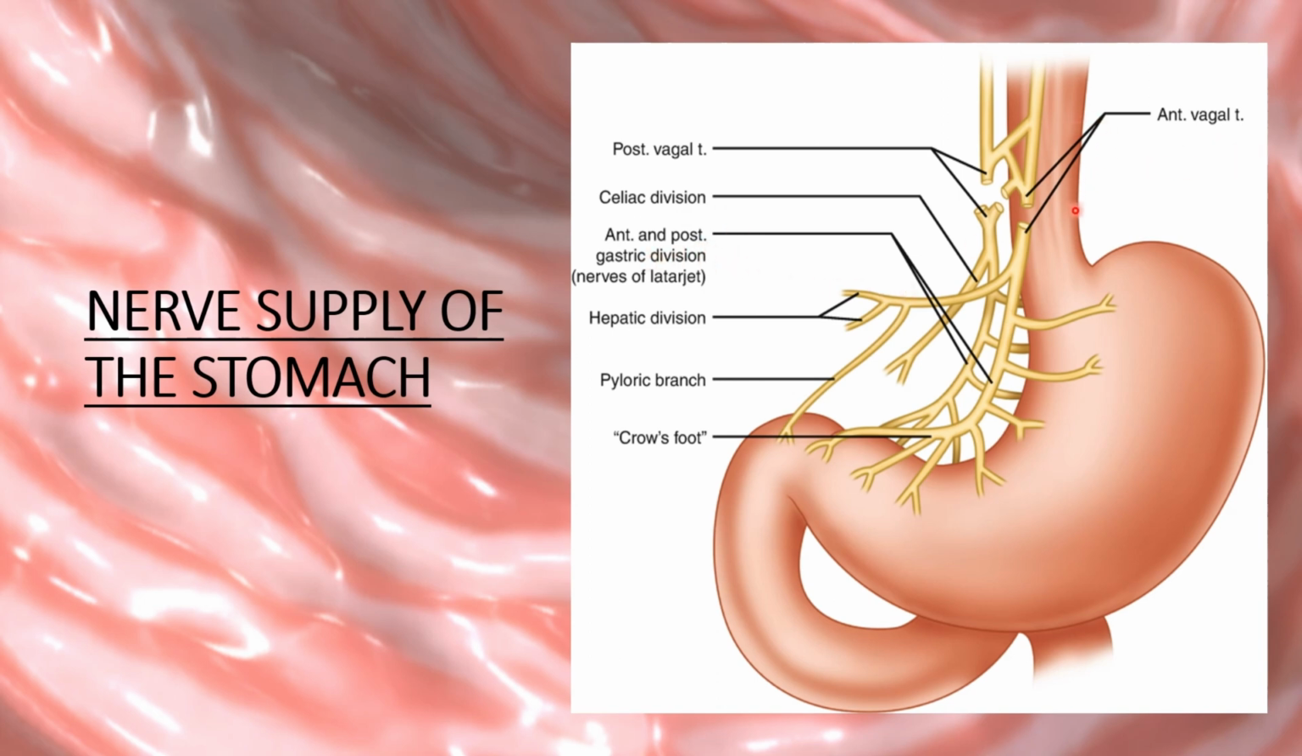The anterior vagal gives a set of branches, mainly 5 to 6, depending on the content, also called the nerves of Latarjet, and it gives another branch called the hepatic division. We have also the sympathetic nerve supply, which is derived almost entirely from the coeliac plexus. The gastric branches of the coeliac plexus run with the vessels supplying the stomach: the left gastric, the hepatic, and the phrenic arteries.